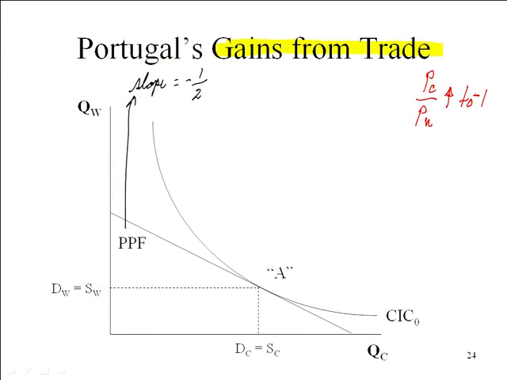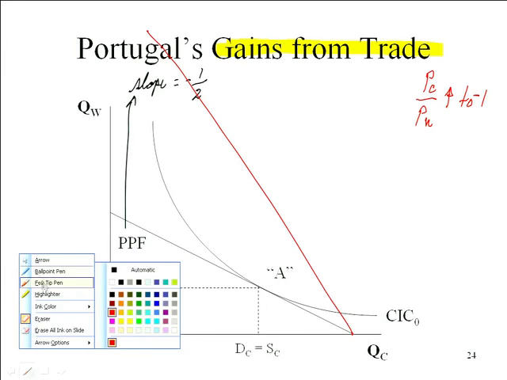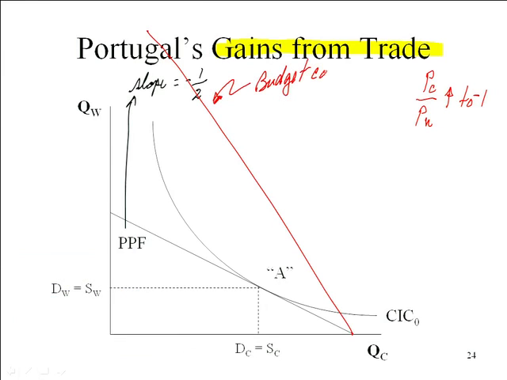So this now becomes our new... Whoops. Be careful here. Labeling needs to be careful. This is our new... what do we call it? This is our new budget constraint. Now remember, in autarky, the budget constraint and the production possibilities frontier are exactly the same. One lies right on top of the other, so we can't distinguish them.